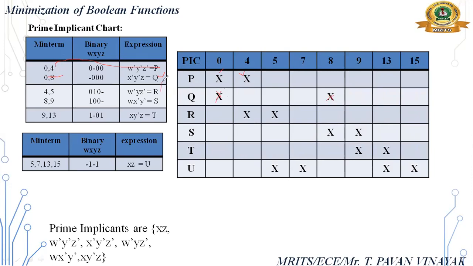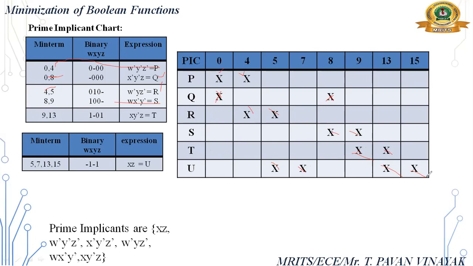Next R. R is obtained from 4, 5. Next S. S is 8, 9. Next T, 9, 13. Next U, 5, 7, 13, 15. Okay.